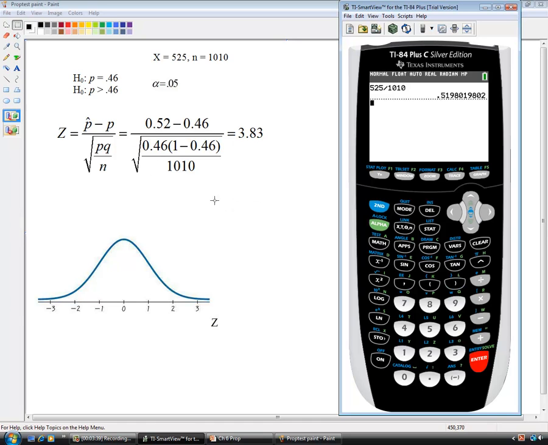Now, we need a critical value. Well, we have a one-tailed test to the right, so we're looking for a positive critical value. Certainly it's going to be over in this area. Alpha is 0.05, so I'm going to do the inverse norm of 0.05 to find z of alpha. So that comes out to negative 1.645. However, we want the positive value, 1.645, because it is right-tailed.